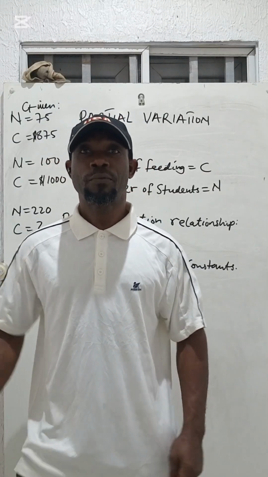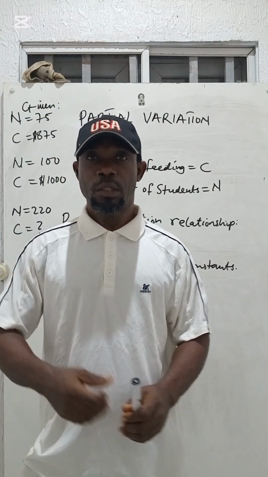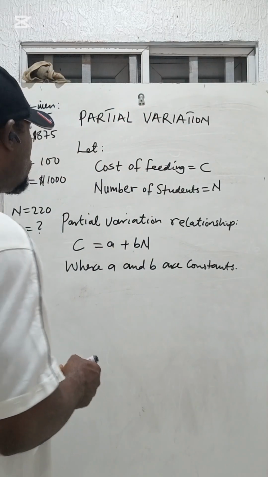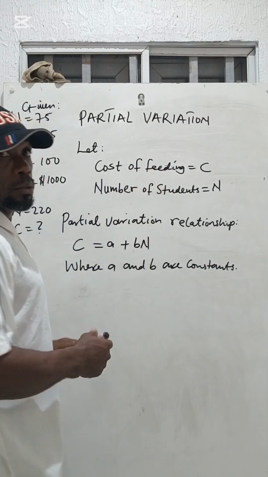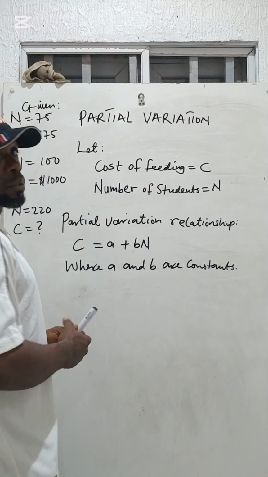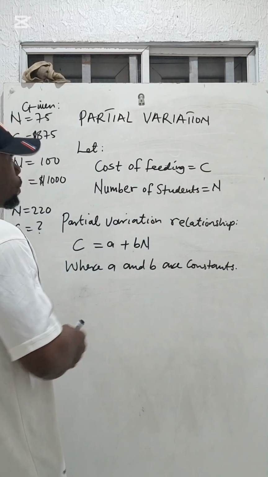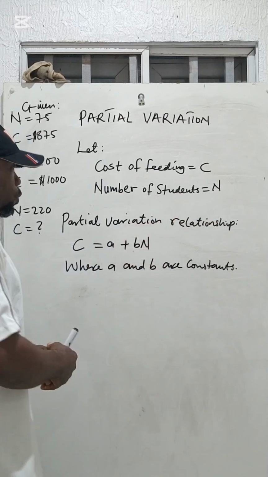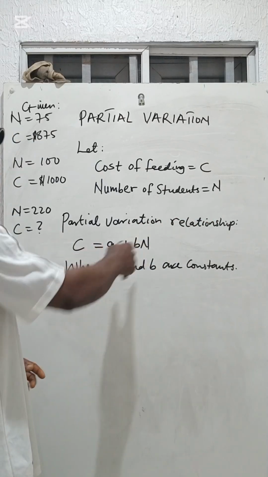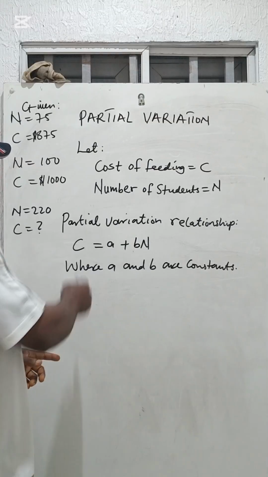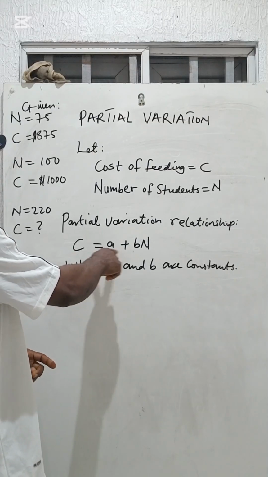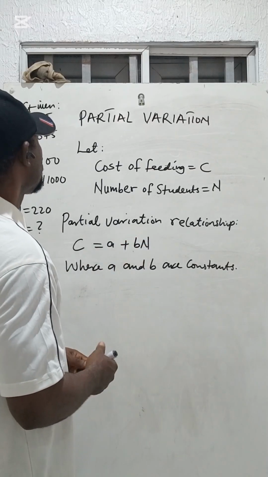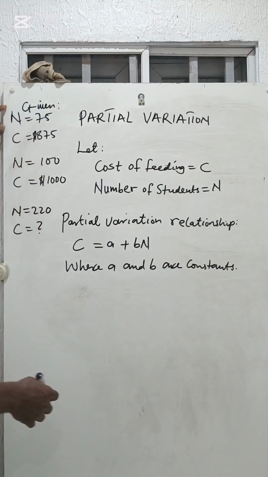In this section, I'm solving a problem in partial variation. The question is displayed at the beginning of this video. So from the question, the cost of feeding, I represented with the letter C. Number of students is equal to N. The partial variation relationship is C is equal to A plus BN, where C is the cost of feeding, A and B are constants, and N is the number of students. In the question, this information is provided.